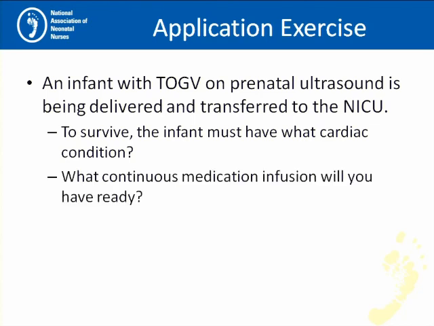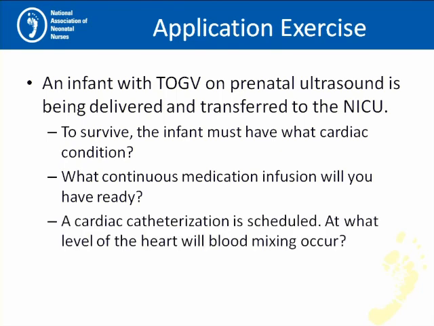What continuous medication infusion will you have ready? Prostaglandin E1 maintains ductal patency. A cardiac catheterization is scheduled. At what level of the heart will blood mixing occur? Atrium. A balloon is inserted into the heart, and a hole is created between the atria for blood to mix. This is a life-saving, temporizing procedure.